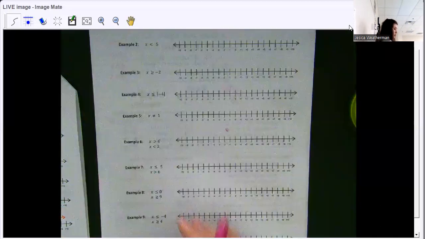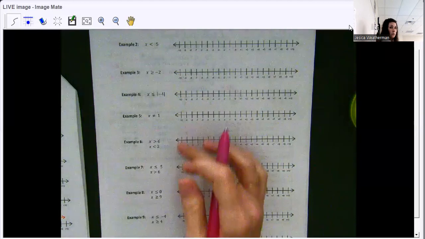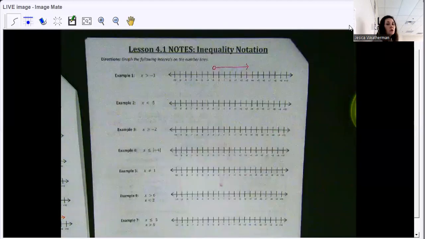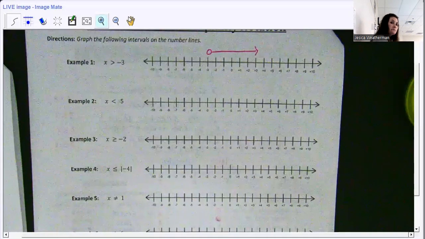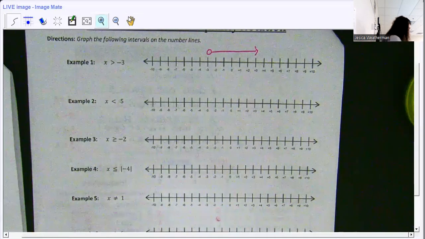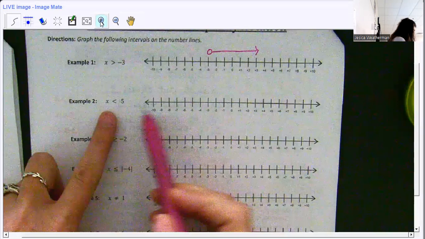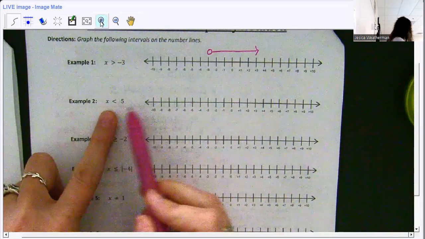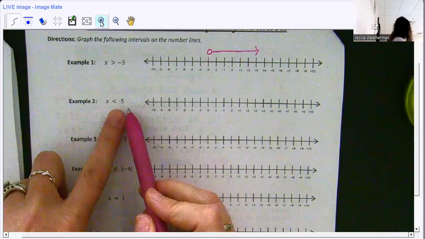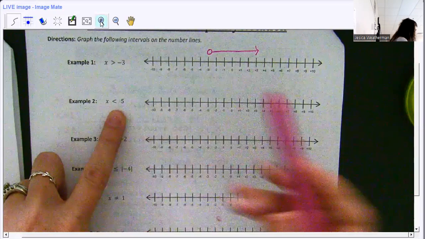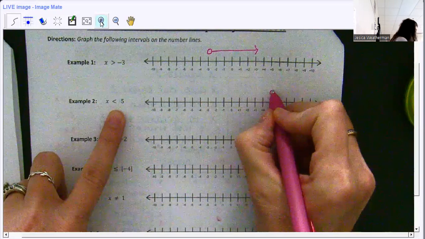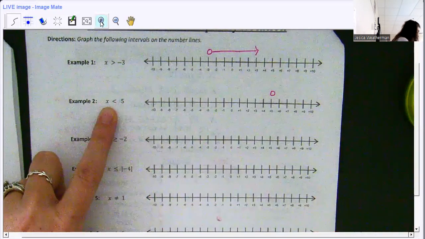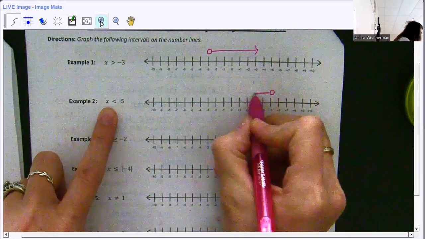You do get down to some where you have 2 inequalities that you have to graph. Okay, so let's look at this next one. We have X is less than 5, so I'm going to put a circle above 5. Open or closed? Open, so open above 5. And because it is less than, I'm going to go to the left.